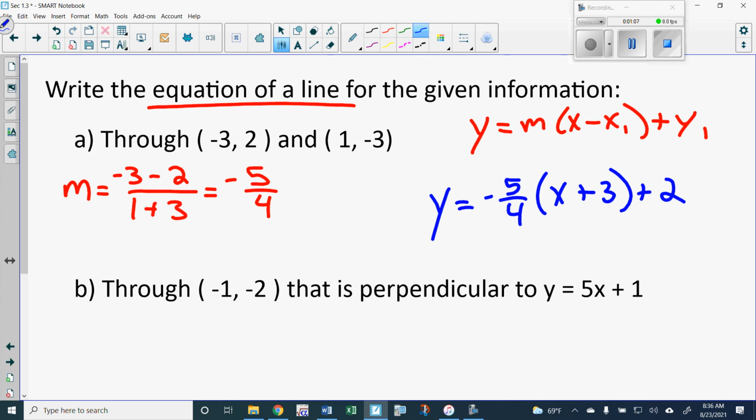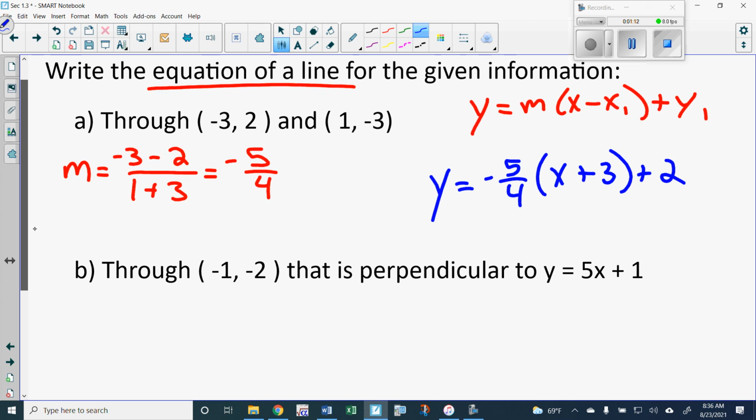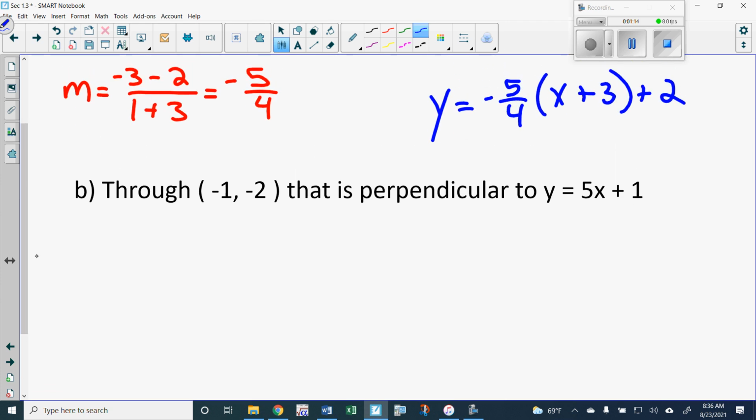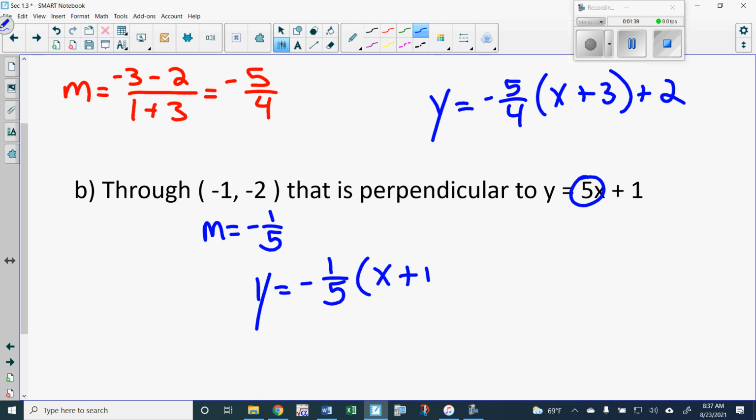What if we wanted to find the equation of a line perpendicular to a line? What do you know about parallel slopes? Same slope. Perpendicular slopes, you flip it, change the sign. So if the slope of this is 5, my perpendicular is negative 1/5. So we just write down our equation, negative 1/5, x plus 1 minus 2.